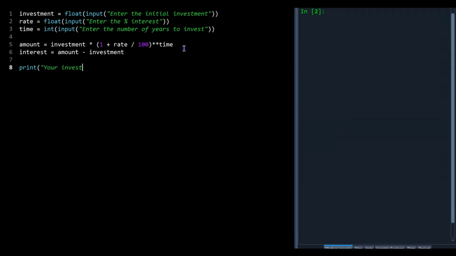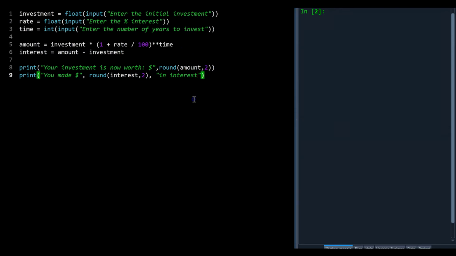So your investment is now worth, let's make it look somewhat nice. We should probably round that amount to 2 decimal spots. We're looking at a dollar figure, so that kind of makes sense. And then we'll tell them how much interest you made. So you made, again, we'll round the interest to 2 decimal spots in interest.